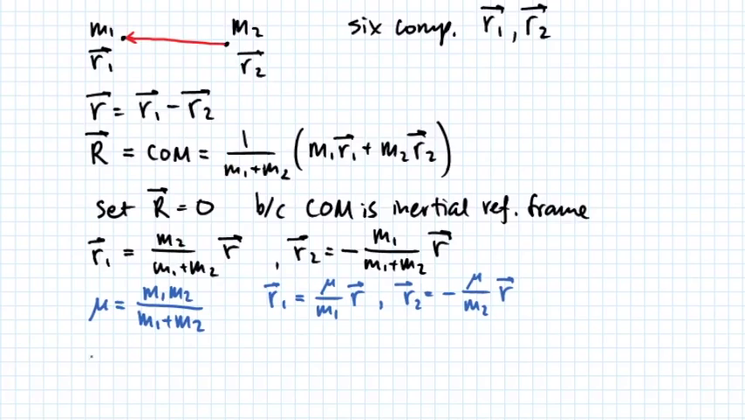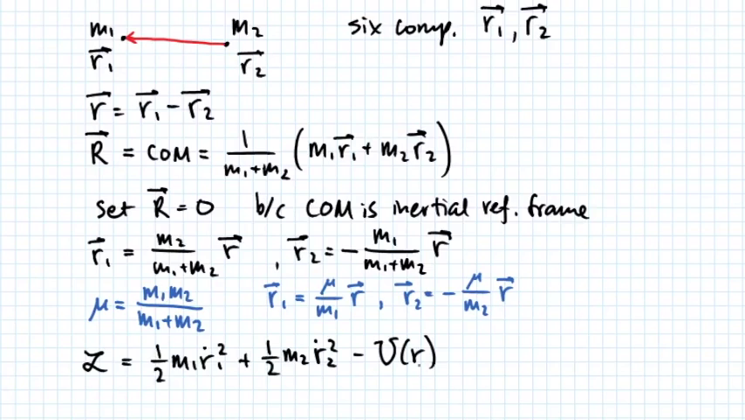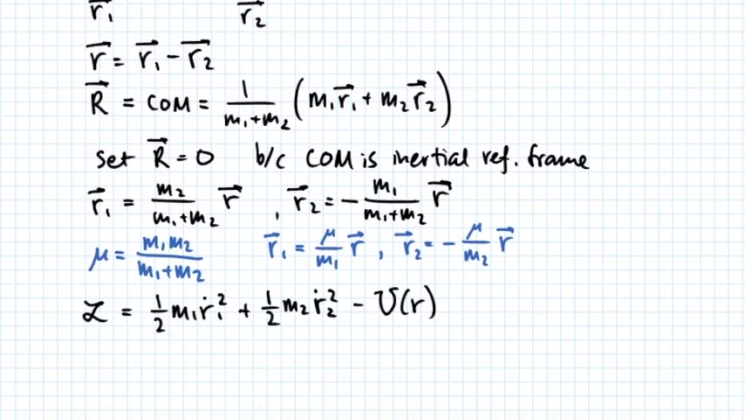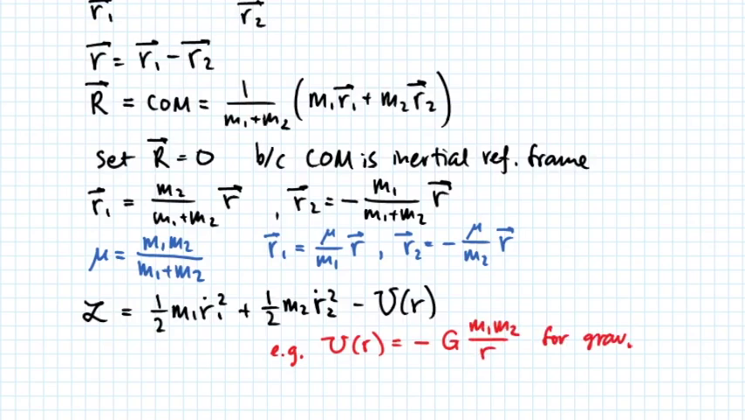Thus we can write the Lagrangian first in terms of r1 and r2: kinetic term from first mass, from second mass, minus the potential of the force. For example, for gravity we will have u of r equal minus G m1 m2 divided by r. But we don't want to specify u of r just yet, so we are doing a more general case.